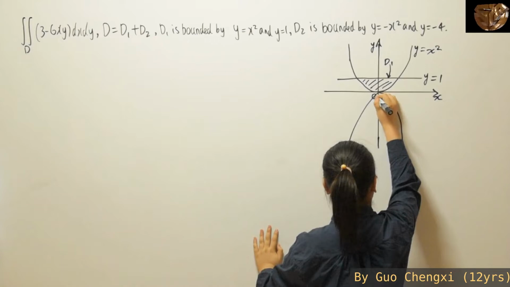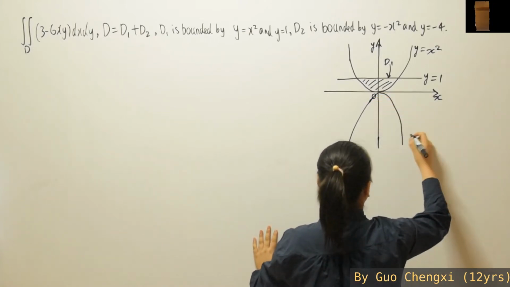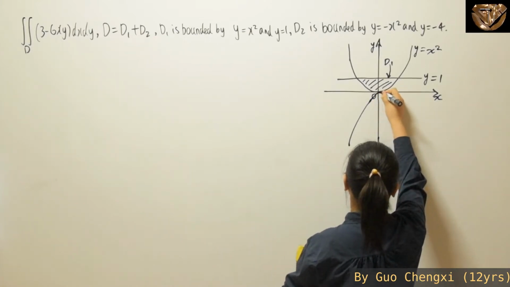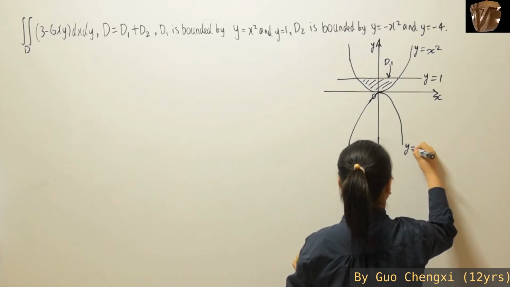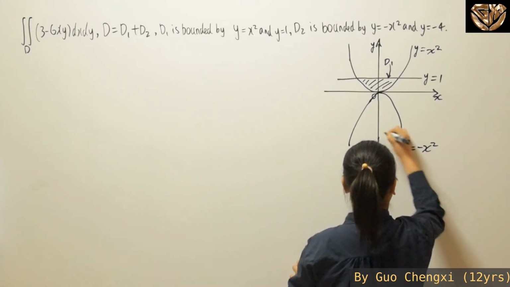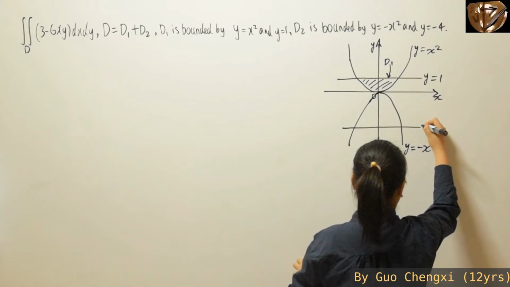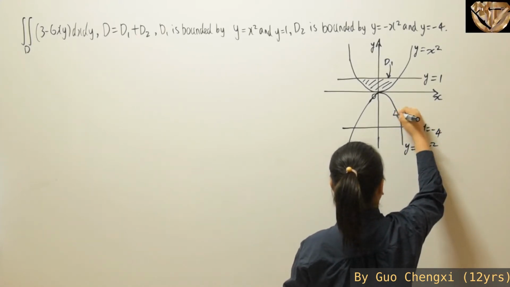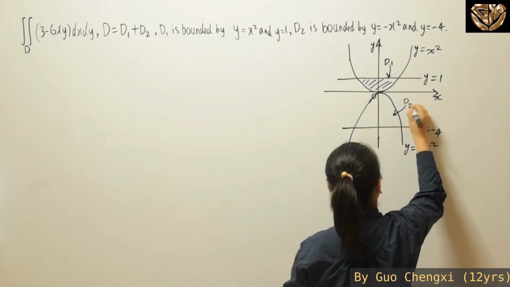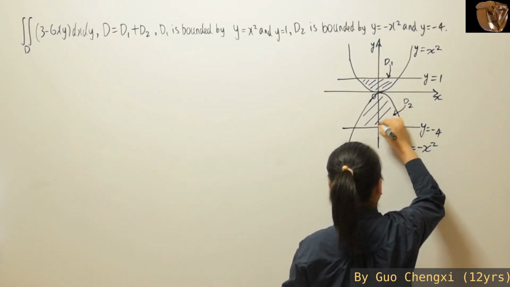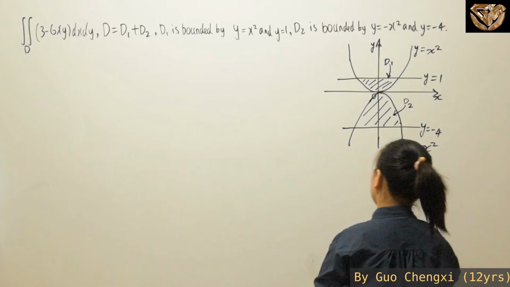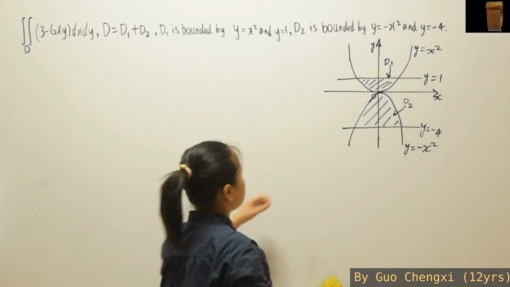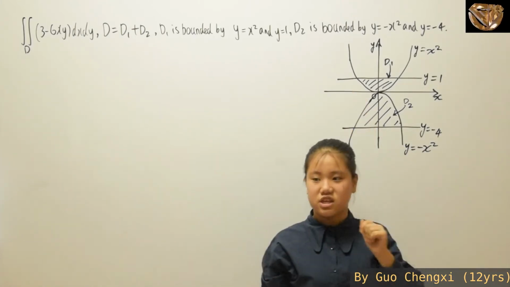I don't know why they do not look similar. So over here what we have for this part is y equals negative x squared, and over here we're going to have y equals negative 4. So this part is basically D2, the second area bounded. Okay, so that means that these two together you'll get D.